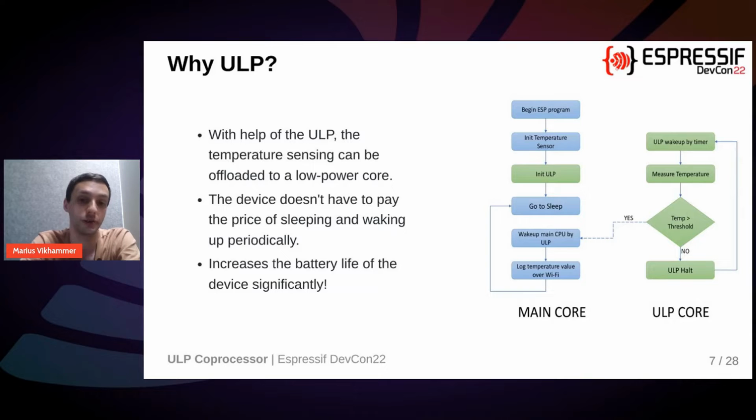So on the main core, you still do your initialization, you set up everything, and then you go to sleep. But instead of periodically waking up the main CPU and measuring, you let the ULP wake up periodically and take the measurement. That way, it's only the ULP that wakes up. And it wakes up much quicker, and it requires much less power. And then only when you actually need the main CPU to do something do you wake it up. And by doing this, you can extend your battery life significantly.